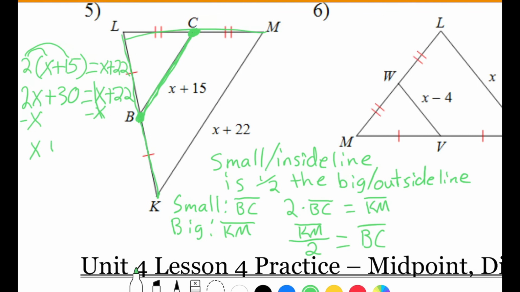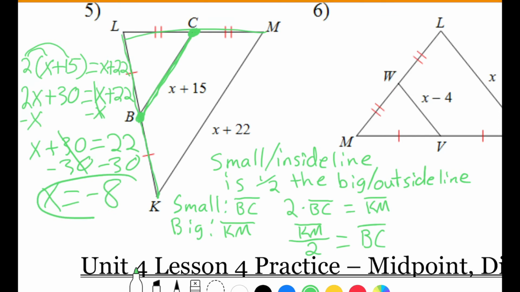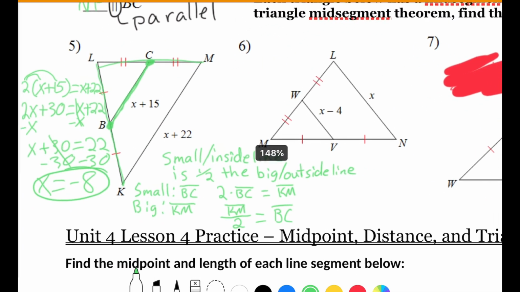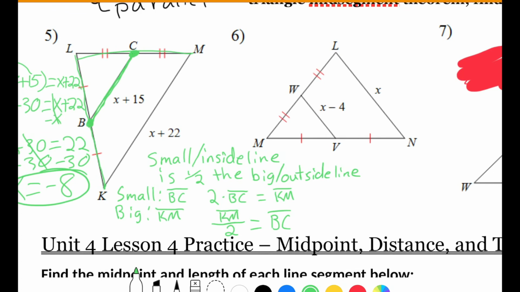Sorry, you guys. x plus 30 equals 22 minus 30 minus 30. x equals negative 8. So then we go on to 6.